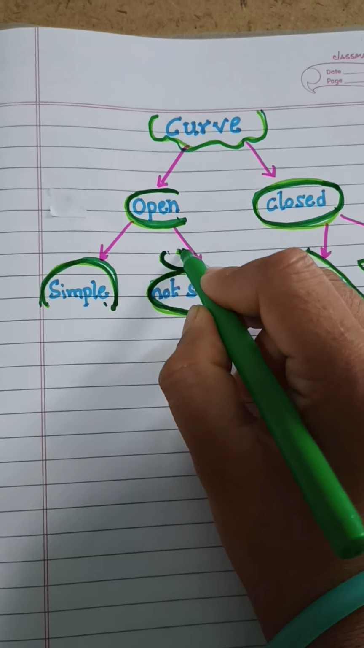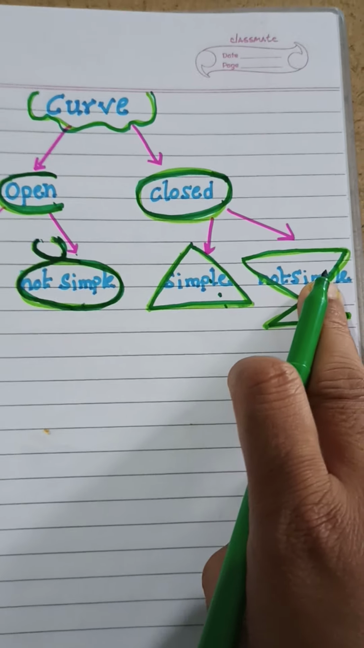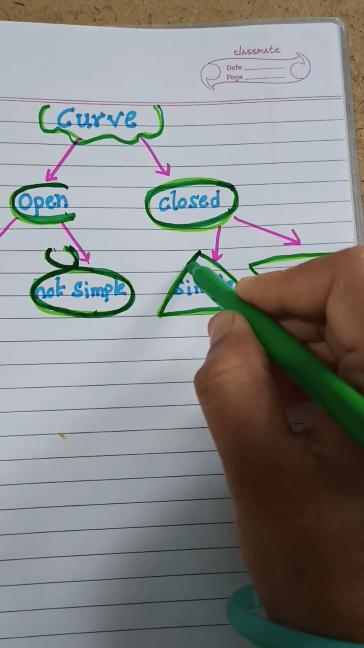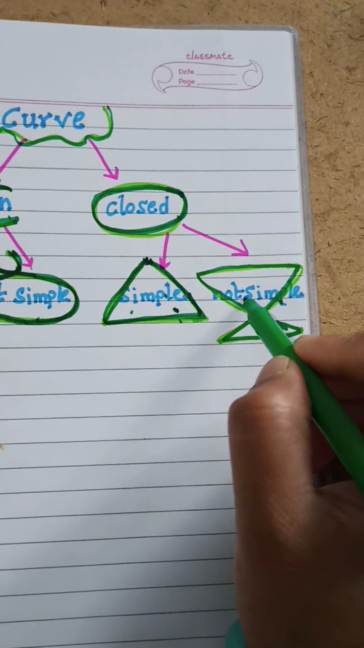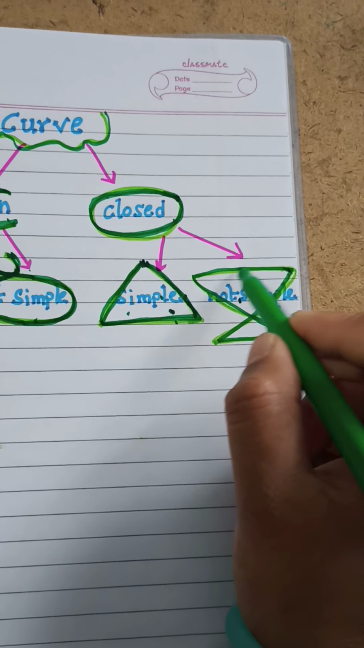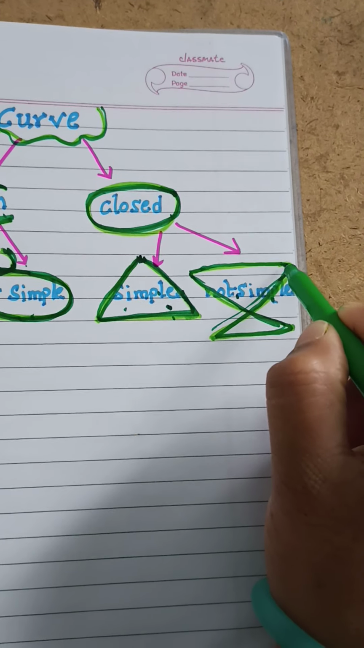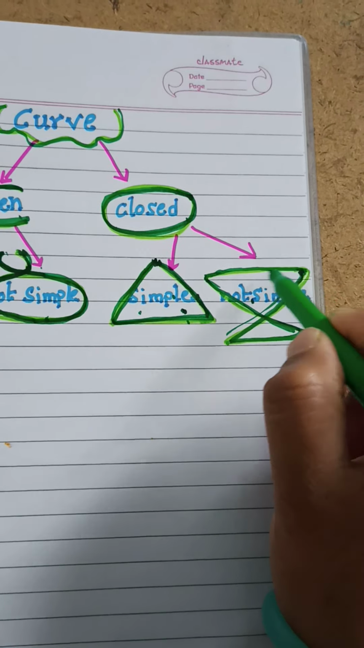Now in closed curves also there are two types, simple closed and not simple closed. It is simple closed. Starting point and ending point are the same, but it doesn't cross itself. So it is simple closed. Not simple closed. It is a closed curve, but while drawing this figure, it crosses itself. So it is not a simple closed curve.